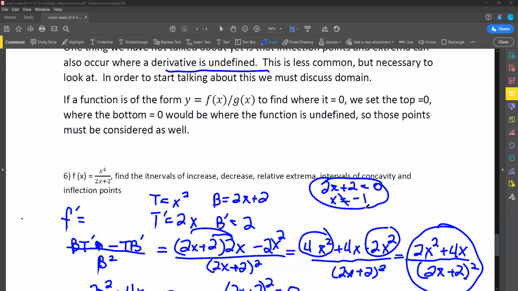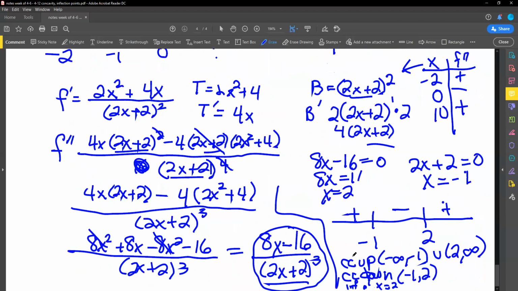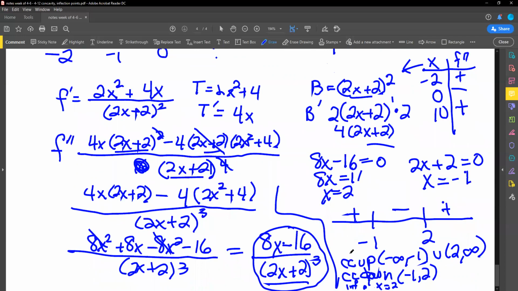What else do we find with concavity? Well, it changed too. Concave down to concave up at negative 1. It doesn't really look like what I graphed, does it? Shoot. Did I graph it right? x squared over 2x plus 2. Okay. Let's see. So what happened? Concave down. Oh, it changes to concave up at 2.